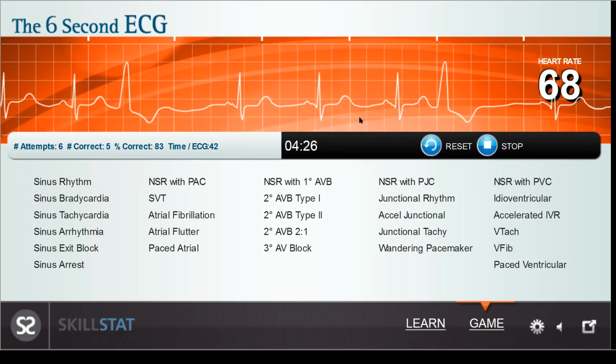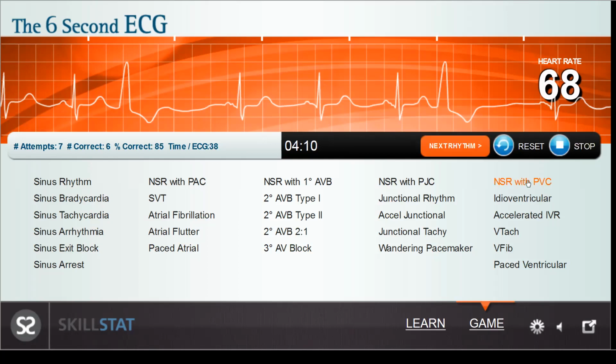This is normal sinus rhythm with PVCs. So these are wide and bizarre. They're coming from the ventricles. These are narrow complex, so they're coming from the sinus node, from the atrium. They're coming from the sinus node because there's one P wave in front of every QRS and they all look similar. So this is normal sinus rhythm with PVCs.